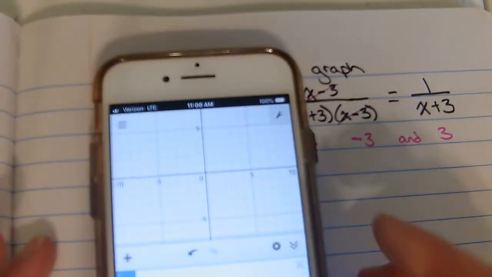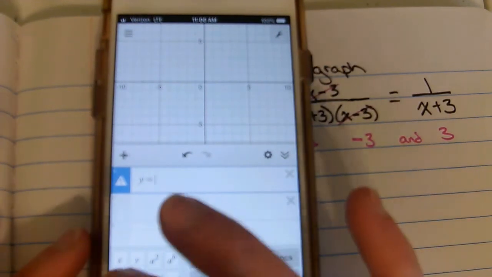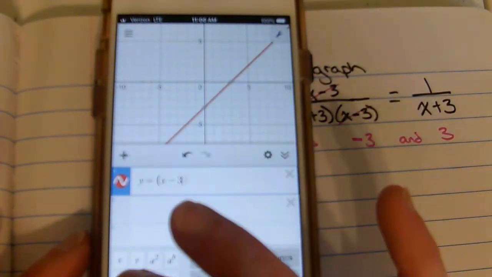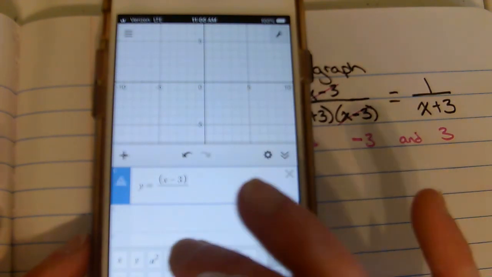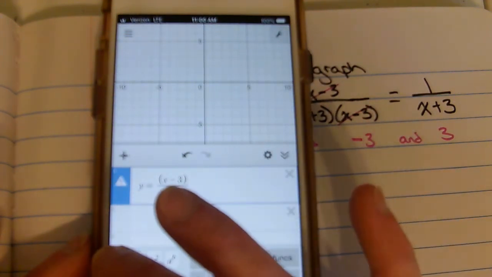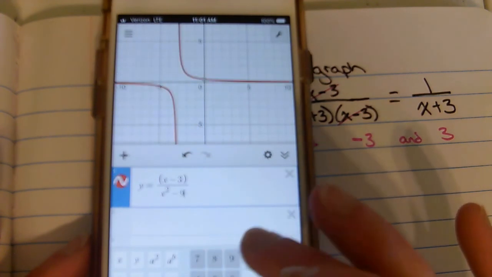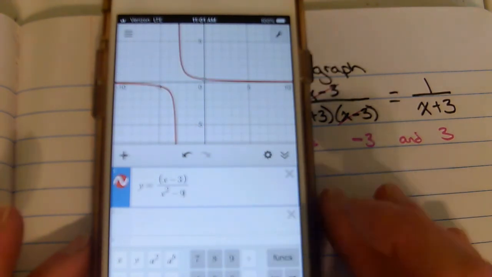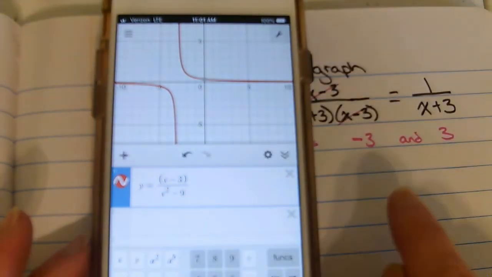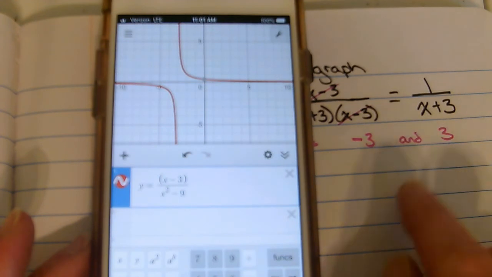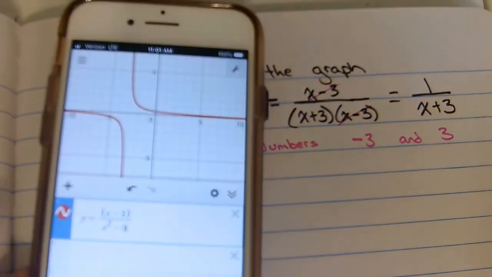Sometimes if you're doing it in Desmos, you'll need to put parentheses, x minus 3, close the parentheses, then divided by, then you can do x squared minus 9. So let's see what's happening. I see that at -3 I have a vertical asymptote, and that's because x plus 3 is still there at the end, so that's giving me a vertical asymptote.